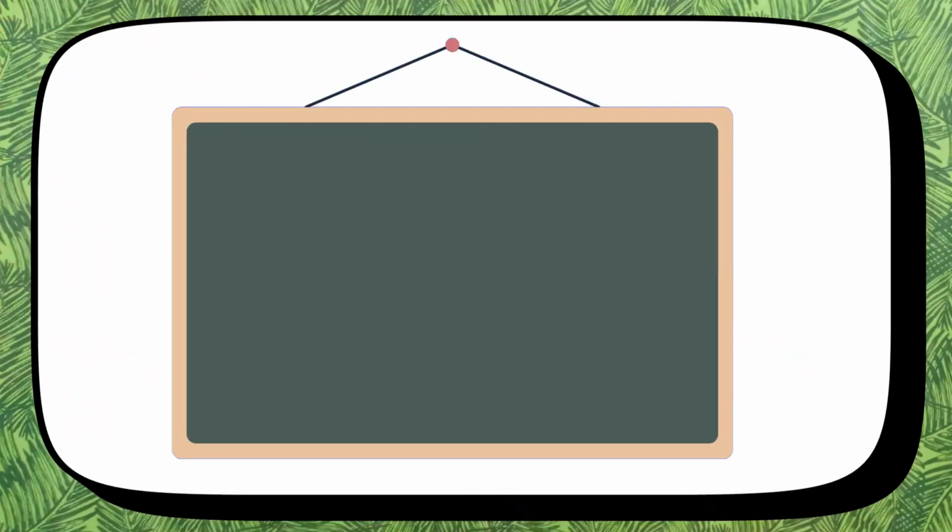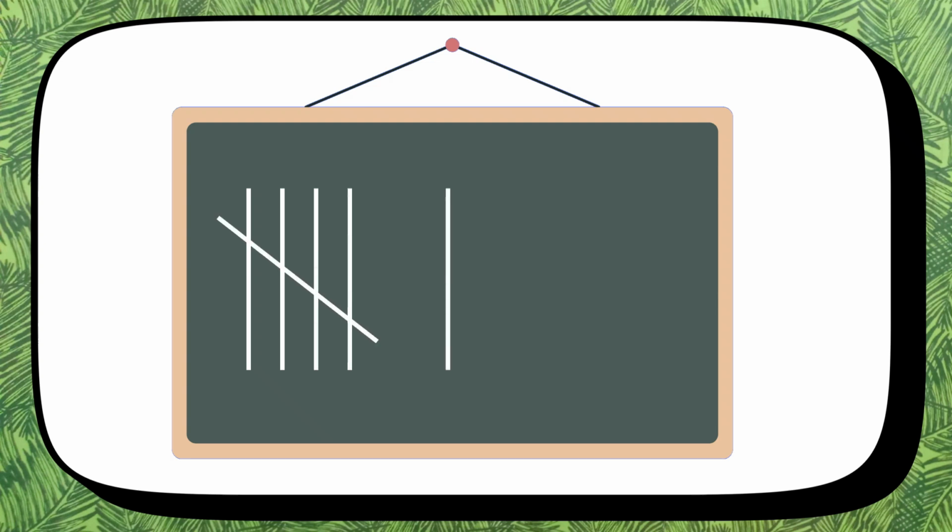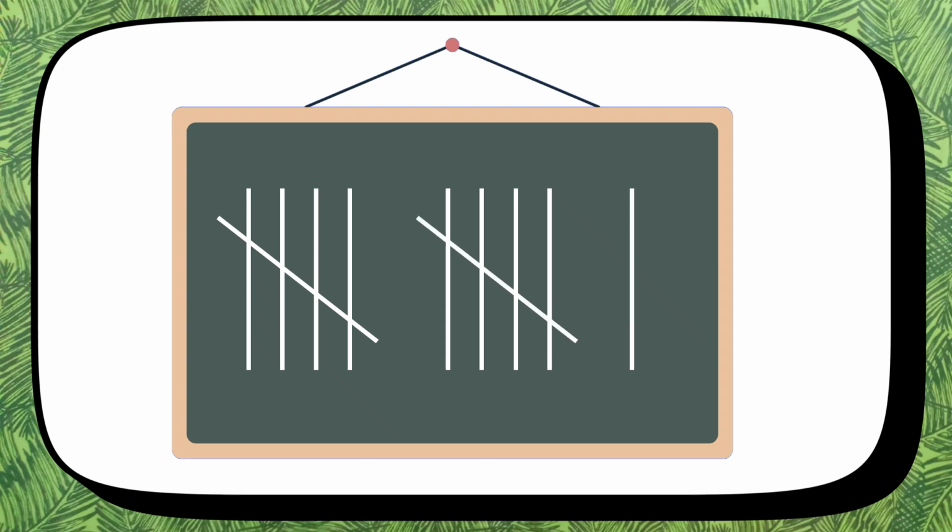Okay, next, let's represent 12 as tally marks. As I draw my tallies, you could draw along on your whiteboard or draw along with your pointing finger in the air. Remember to draw a line across when we get to a group of 5. Pointing fingers ready? 1, 2, 3, 4, 5, 6, 7, 8, 9, 10, 11, 12. How many tally groups do you see?